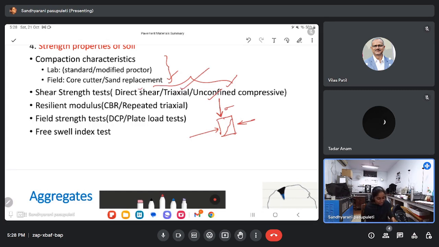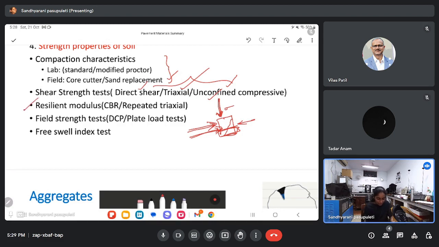In the direct shear test, we fix the specimen in the bottom part but apply a load in the top part. We observe at what normal stress and at what horizontal stress the material usually fails. If it is able to take more stress, then we can determine that as a stronger soil.